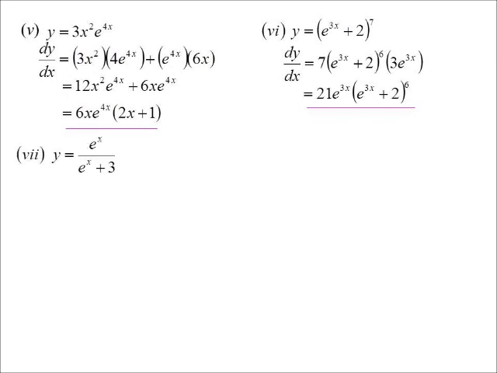Quotient rule. Square the bottom. Write down the bottom. Diff the top. Minus. Write down the top. Diff the bottom. Be very, very careful.